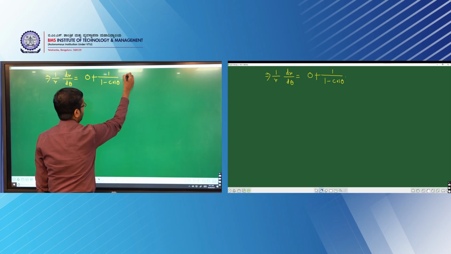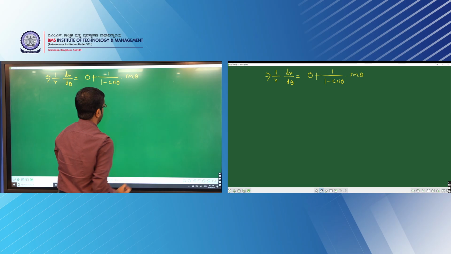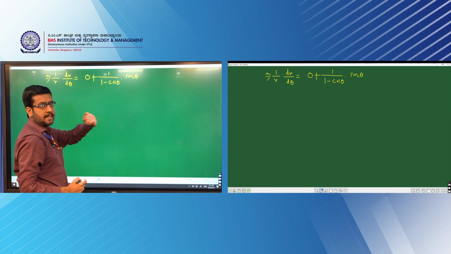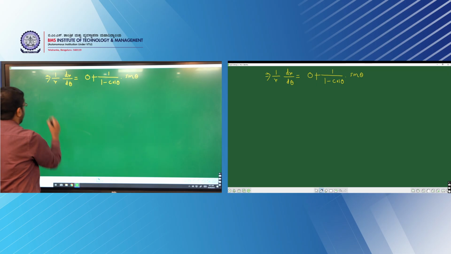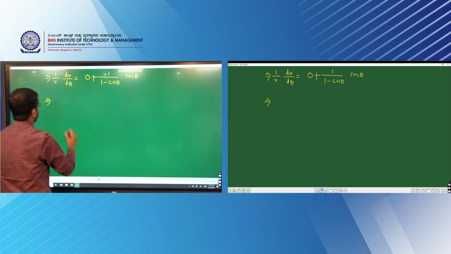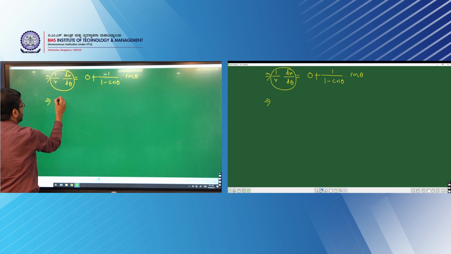So, it will come into sin theta. You have to differentiate this 1 minus cos theta term also with respect to theta. So, 1 by 1 minus cos theta into sin theta it will come. Now, the left hand side, you see, 1 by r dr d theta. This can be written from the theorem, from the formula. This is actually cot of phi.